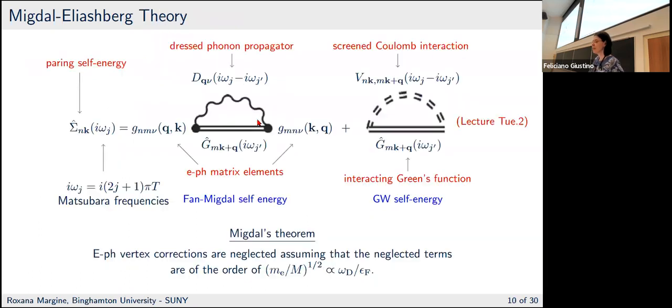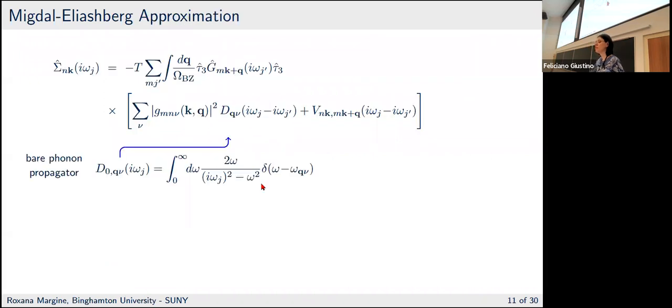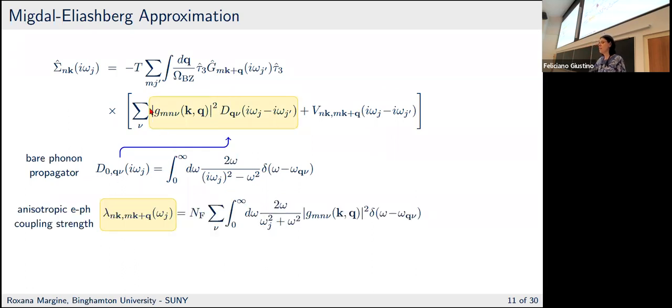we replace the dressed phonon propagator with the bare phonon propagator. So in other words, we don't take into account any renormalization of the phonon frequency. In general, the phonon frequency can be renormalized from electron-phonon interaction, but also from phonon-phonon interaction. So that's the first approximation that we made here, that we only use the bare phonon propagator. And with this approximation, we can now introduce what we call the anisotropic electron-phonon coupling strength.